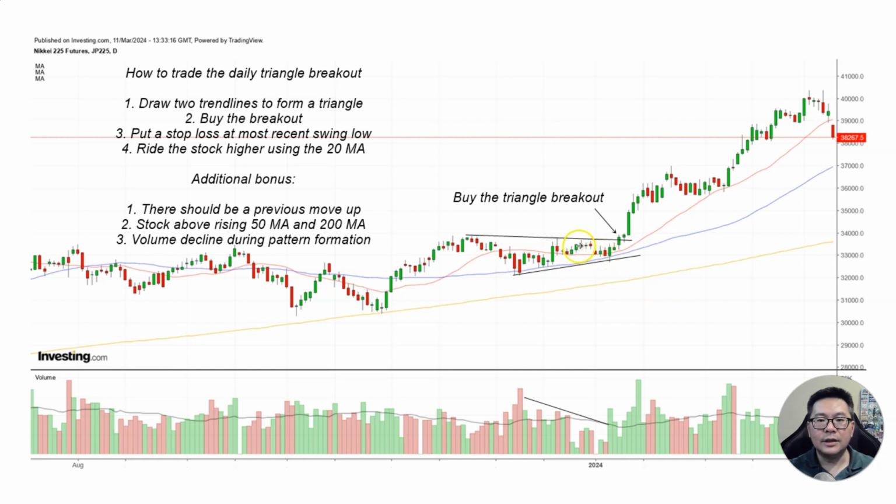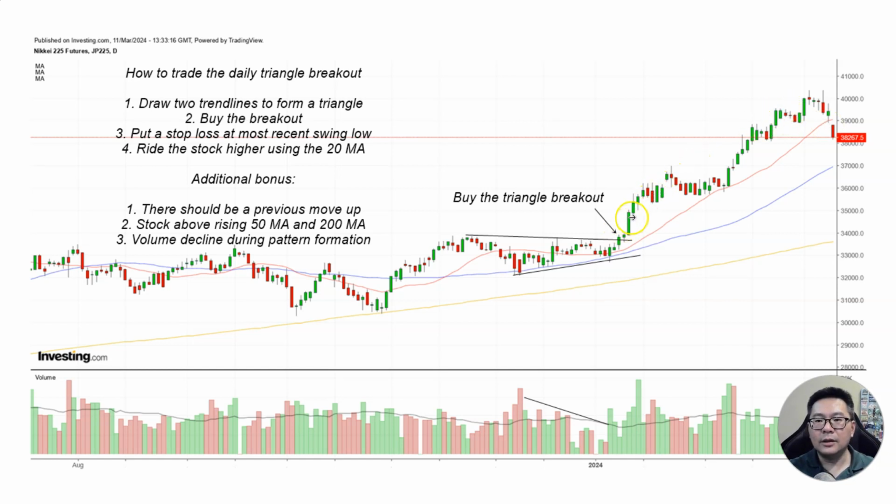Okay, the important thing is not to find a textbook triangle, but to look for triangles that may not be perfect, but do look like a triangle. When you combine the two lines, eventually you'll meet at an apex, and that will be a triangle. So you buy the breakout, put a stop loss, and then you ride the stock higher using the 20 MA. If the stock drops definitely below the 20 MA, like here, you want to sell half of your position, or maybe a third, and you ride the others higher.